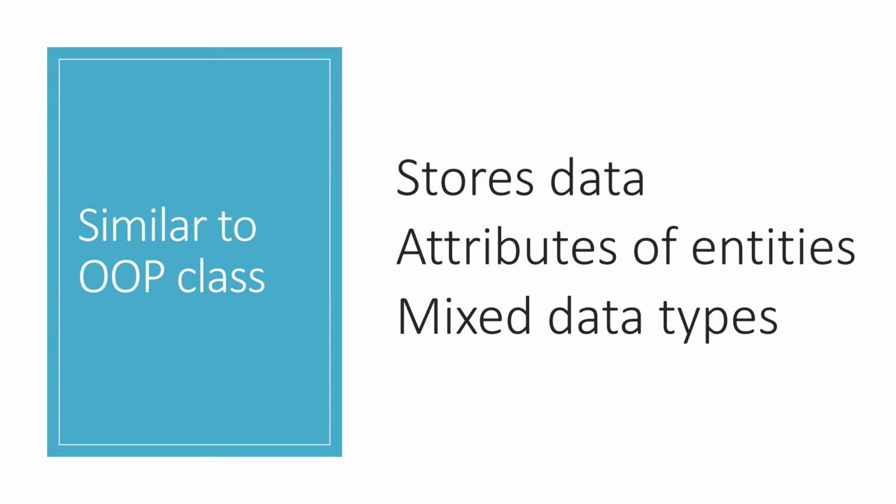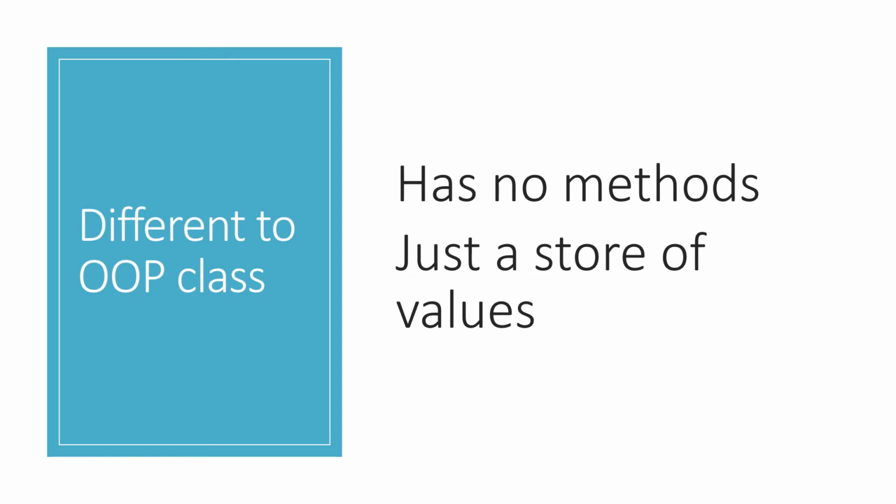So that's quite similar, isn't it, to an object in OOP? So like an OOP class, a record allows you to store data as attributes of entities, and we can use a range of different data types in relation to the same entity. So far so good. That's very similar to an OOP class. However, there are differences. An OOP class has methods, whereas a record doesn't have methods. It's just a collection of data values.